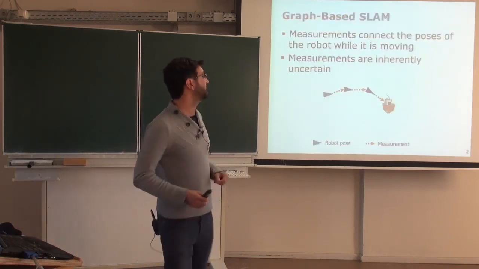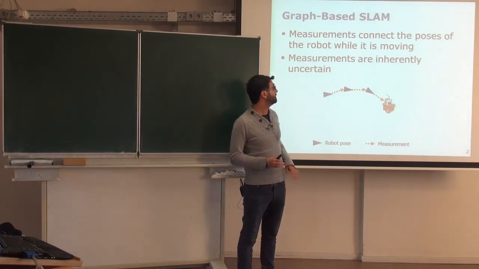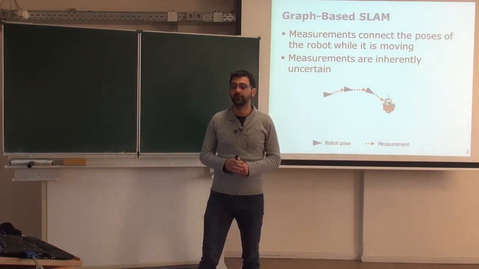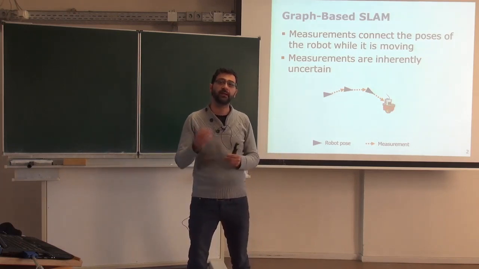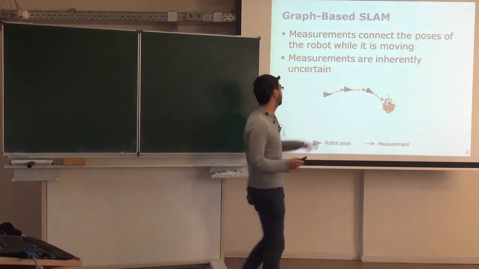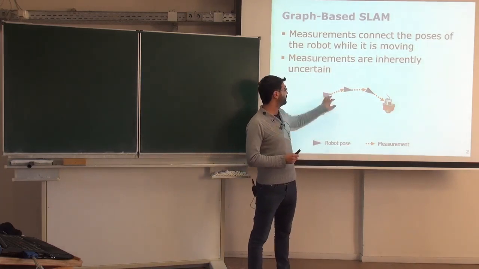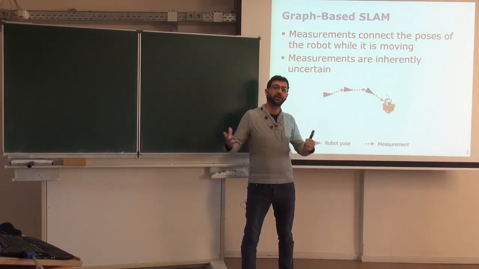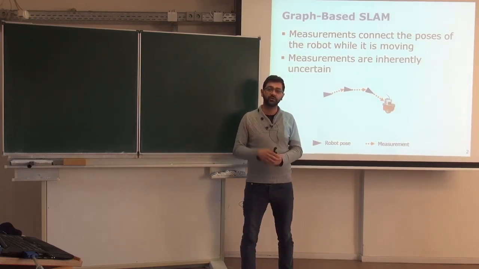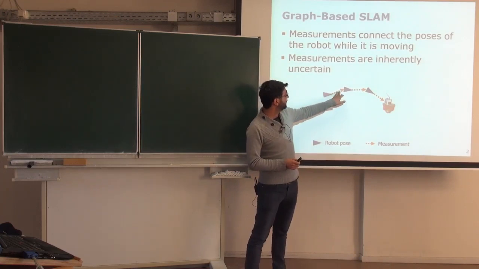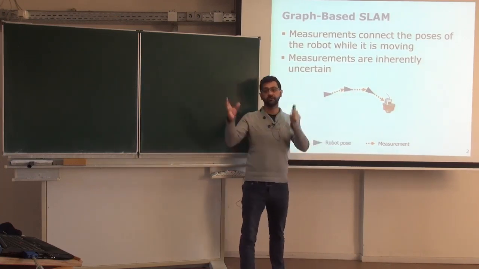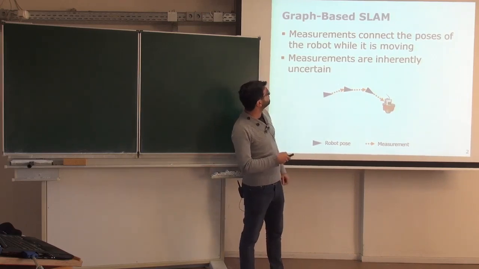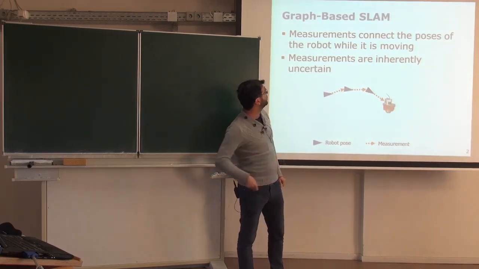So getting back a bit to what we said last time, the graph-based SLAM works in the following way. Let's say this is a graph here, and each node in this graph, this blue arrow there, is a pose of the robot. So we abstract everything in terms of where the robot was at a certain point in time. We have measurements between these poses, some relative measurements between two poses in time. These measurements connect those poses.